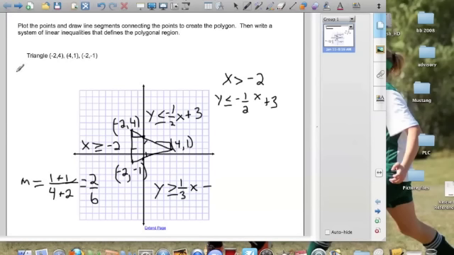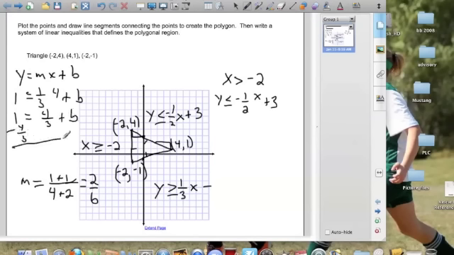So I'm going to do that up here. So y is equal to mx plus b. I'm going to try to figure out what b is. I'm going to use (4, 1). So 1 is equal to 1/3 times 4 plus b. So I use my slope and one of my points. Now when I figure this one out, I get 1 is equal to 4/3 plus b. I subtract 4/3 from both sides, and therefore my b, my y-intercept for this line, is going to be equal to negative 1/3.